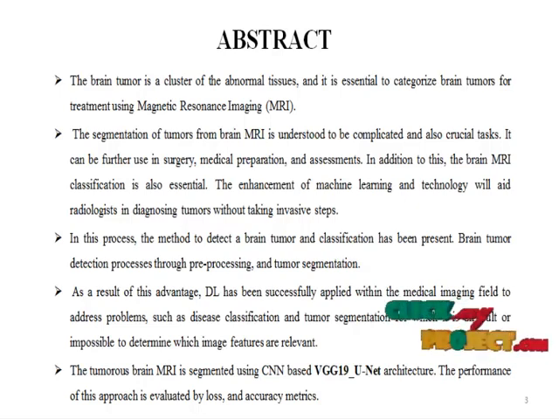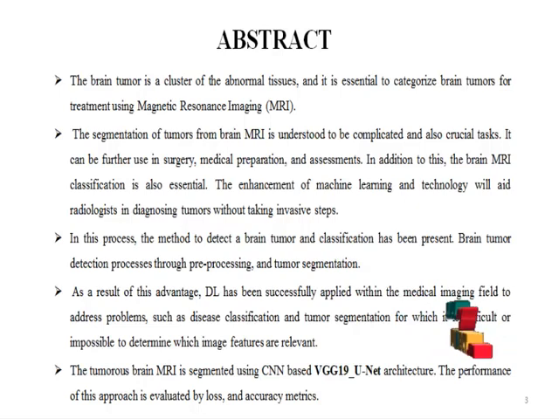In this process, we are going to detect the brain tumor and the classification is also present. The brain tumor process goes through pre-processing and tumor segmentation. Here we are using a deep learning algorithm for segmenting the tumor from the MRI image. It has been successfully applied within the medical imaging field to address problems such as disease classification and tumor segmentation.